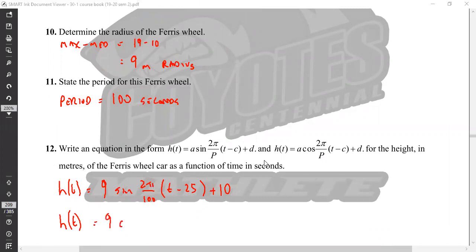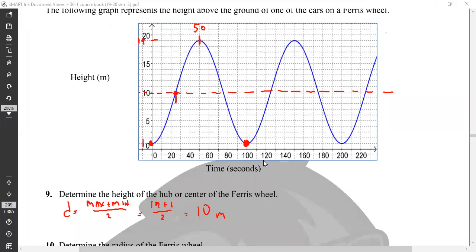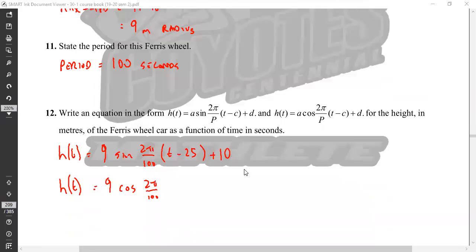If we do this as cosine, in this form, it would be 2 pi over 100, or pi over 50, is good too. And then what happens with cosine? Let's have a look at our graph. Cosine, remember, this start point of positive cosine happens at the maximum. So this is 50 to the right, makes this t minus 50 plus 10. Also acceptable, and actually it ends up being pretty solid, is if we call this negative cosine.